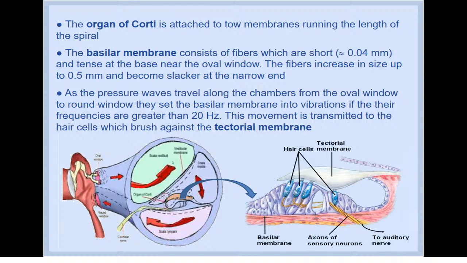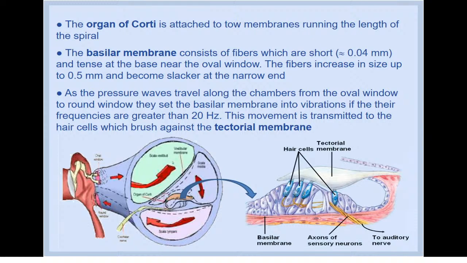The basilar membrane consists of fibers which are short, around 0.04 millimeter, and tense at the base near the oval window, increasing in size up to 0.5 millimeter and becoming slacker at the narrow end. As the pressure wave travels along the chambers from the oval to the round windows, it sets the basilar membrane into vibration if the frequency is greater than 20 Hz.